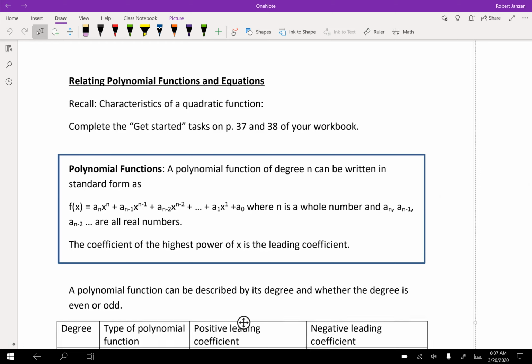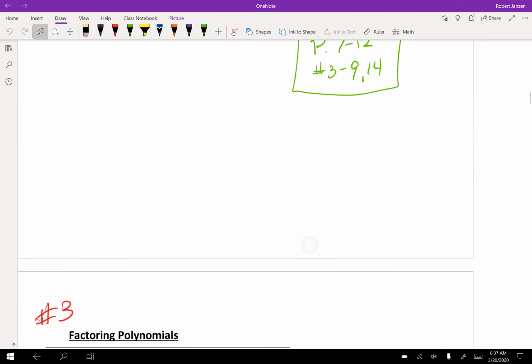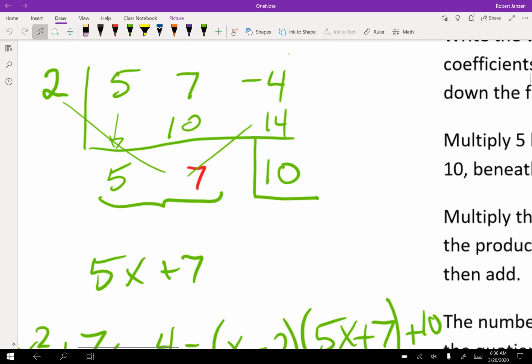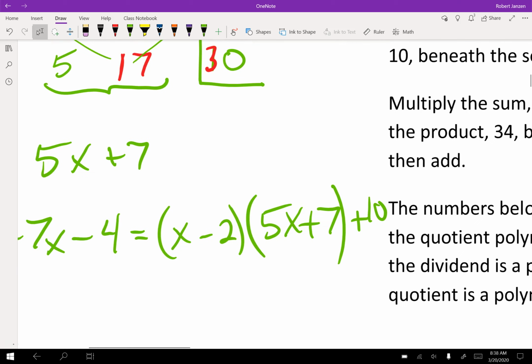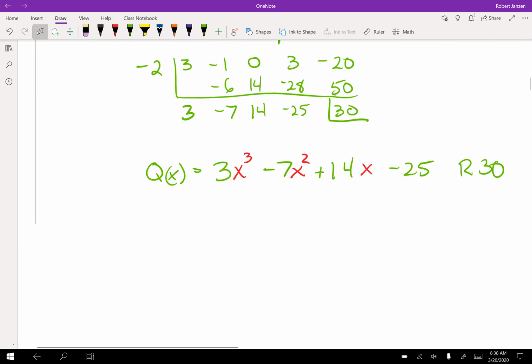It was brought to my attention that I made a mistake a little bit earlier on in the unit. If you just want to scroll back to synthetic division, when I was erasing, a number disappeared. Here it is. If you look, 7 plus 10 was supposed to be 17, and it was originally. And then 2 times 17 should have been 34, giving you a total of 30 here. So then the remainder would have been 30 instead, and this would have been 17. If you can just make those changes to your notes, I apologize for that.